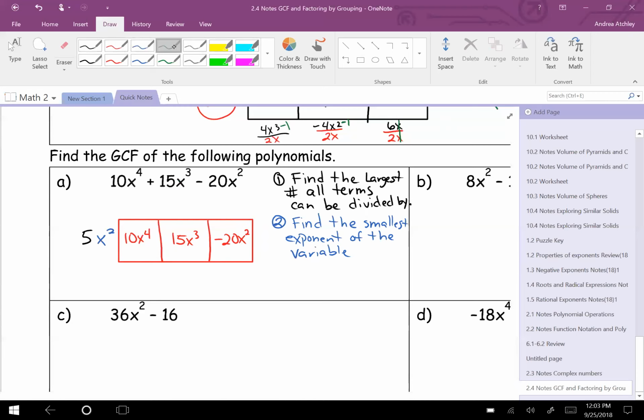Okay. So 10 divided by 5 is just 2. And then x to the 4th divided by x squared, I just take away 2 from it, and I'm going to get x squared. Does that make sense? Do the same thing with the next term. 15 divided by 5 is 3, and it's a positive 3. And then I have my x squared. X cubed divided by x squared, I subtract it, and I just get x to the 1st power.